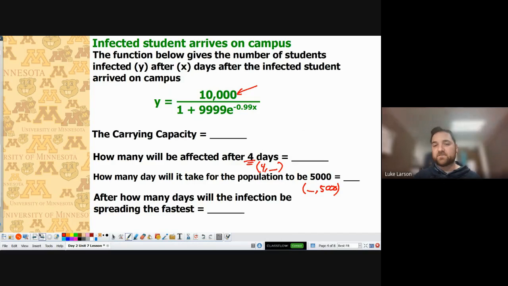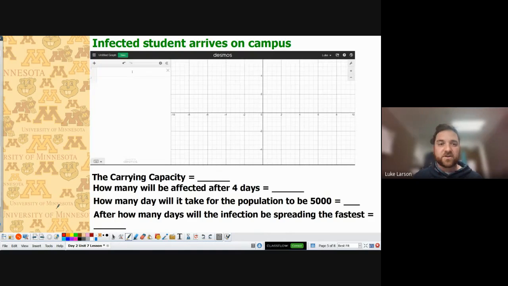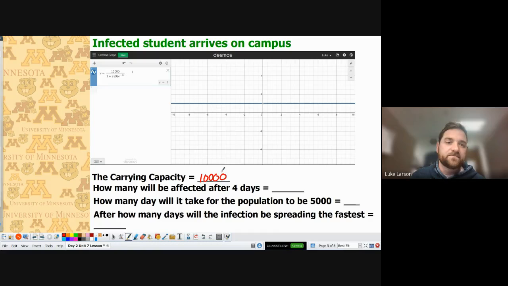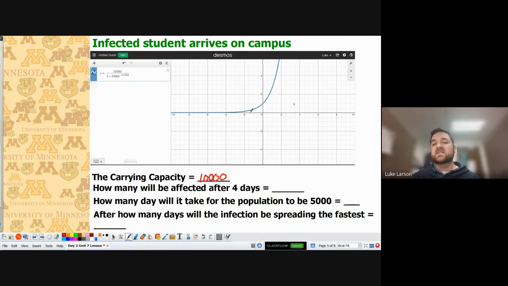All right, so let's load up Desmos and plug in this particular function. And again, the first one I answer right off the bat, that's 10,000. And when you're entering this into the Desmos app, make sure you don't put parentheses in the 10,000. It does not like parentheses, so you're just going to type 10000 divided by 1 plus 9,099 raised to the negative 0.99x.